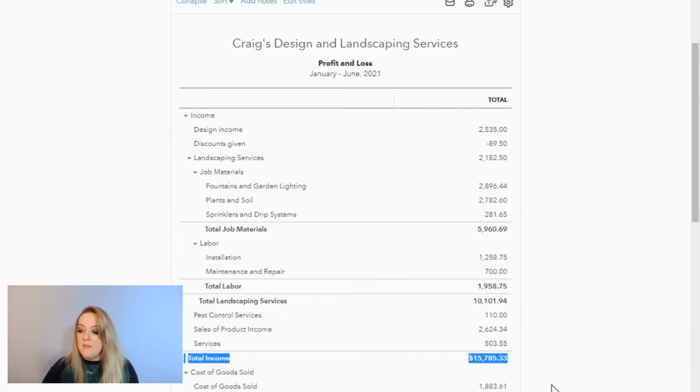And having that number isn't going to tell us a whole lot right now, but it's good to see that that's the total income. Again, under your total income, you have your cost of goods sold. Cost of goods sold are anything that you purchase, any expenses that you have that are specific to a particular job or customer. These are expenses that you wouldn't have if you didn't have income coming in from that particular project.